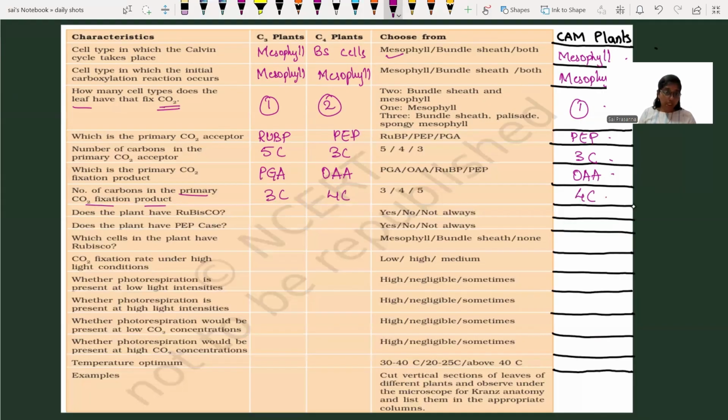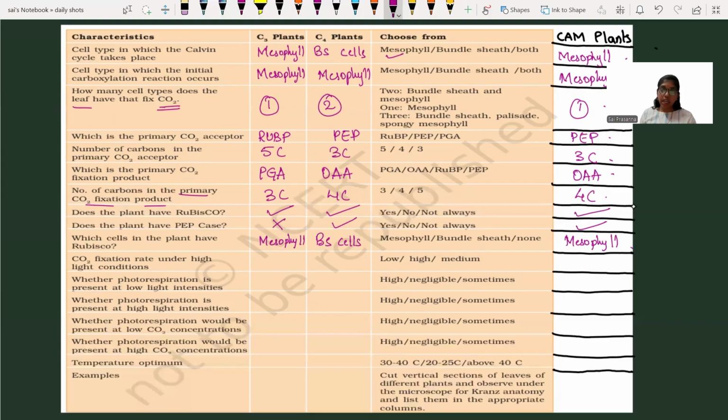Does the plant have rubisco? Yes, it has rubisco. Yes, it has rubisco. Yes, it has rubisco. Does the plant have PEPcase? No, C3 plants don't have PEPcase. Yes, they have. C4 and CAM plants do have PEPcase. Which cells in the plants have rubisco? Here it is mesophyll cells. Here it is bundle sheath cells. And here also it is mesophyll cells.